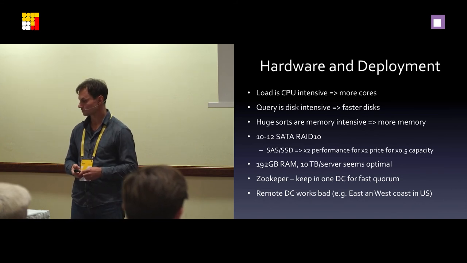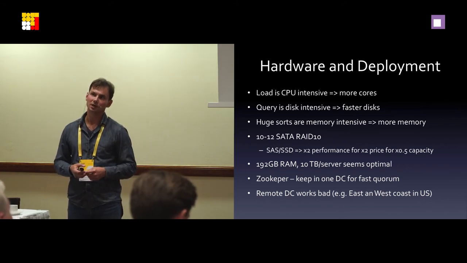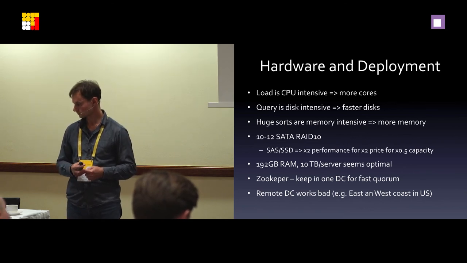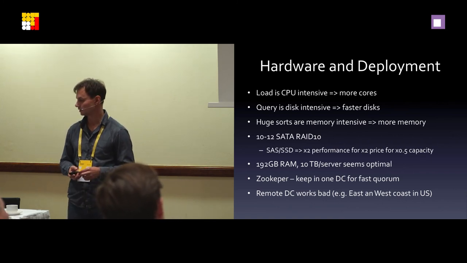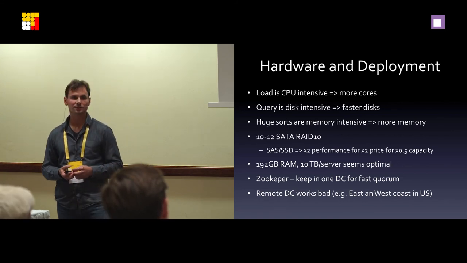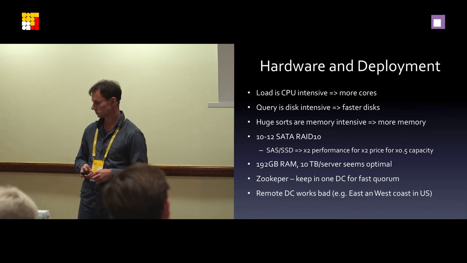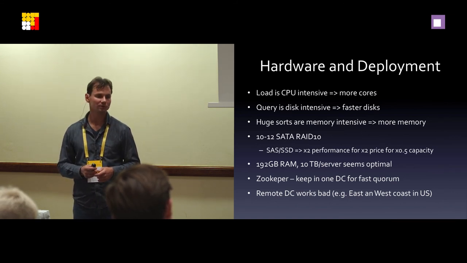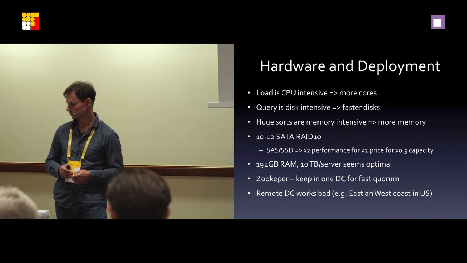Huge sorts are memory intensive, so more memory is needed if you have really a lot of high cardinality columns and you want to sort on them. What we came to is using 10 to 12 SATA drives in RAID 10, and we tried SAS and SSDs to see if there is a performance improvement. Yes, there is a performance improvement, and this is expected, but you get twice the performance for half of the capacity at twice the price. So it's not very cost efficient so far.